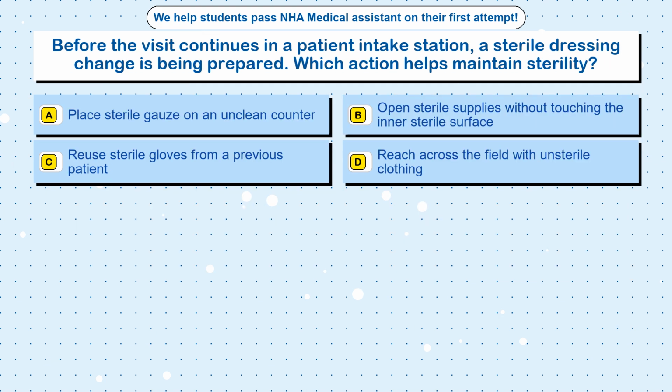Question 95. Before the visit continues in a patient intake station, a sterile dressing change is being prepared. Which action helps maintain sterility? Option A, place sterile gauze on an unclean counter. Option B, open sterile supplies without touching the inner sterile surface. Option C, reuse sterile gloves from a previous patient. Option D, reach across the field with unsterile clothing.